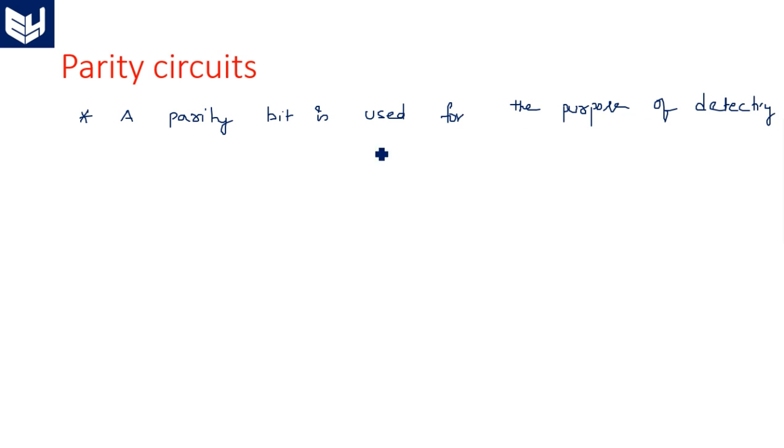So I am writing here: a parity bit is used for the purpose of detecting errors during transmission of binary information.